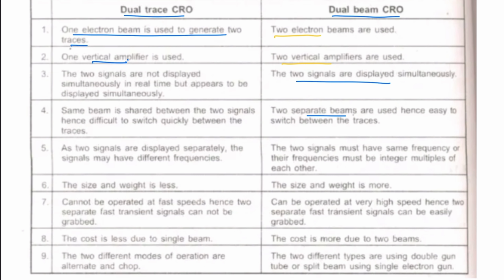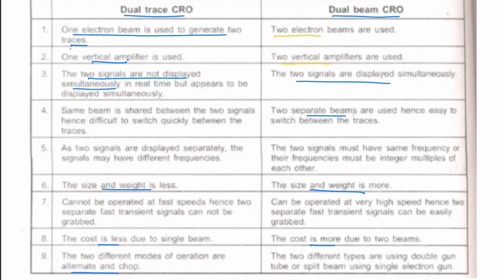Two signals are not actually displayed simultaneously in dual trace CRO, but it appears to be displayed simultaneously. The same beam is shared between two signals. Size and weight is less for dual trace, whereas size and weight is more for dual beam CRO. Cost is also more for dual beam, cost is less for dual trace. Two different modes of operation, alternate mode and chop mode, in dual trace. Two different types: double gun tube, and split beam using a single electron gun.